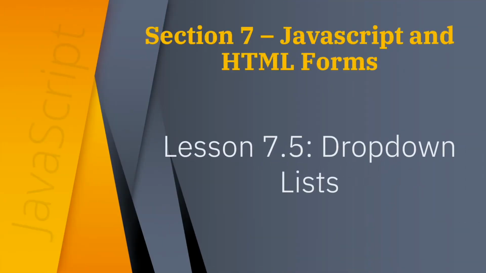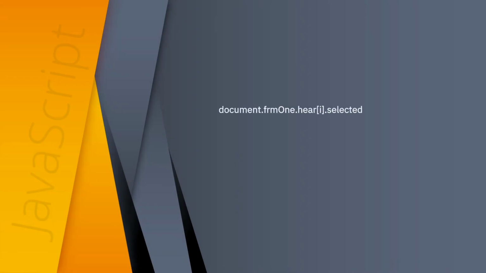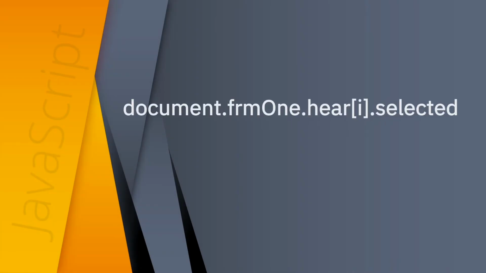Section 7. JavaScript and HTML Forms. Lesson 7.5. Dropdown List. The code to check the drop-down list is more or less the same as for radio buttons. The only difference is in the if statement. Between the round brackets, we have the following.